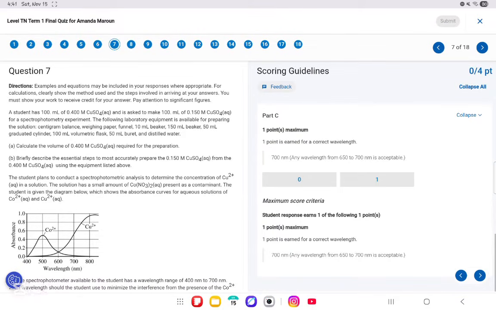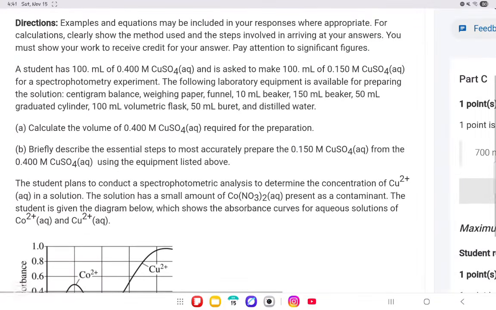So today I'm going to be explaining the next 6 questions of the FRQ in the Level TN Term 1 final quiz for AP Chemistry. So let's start with question number 7.